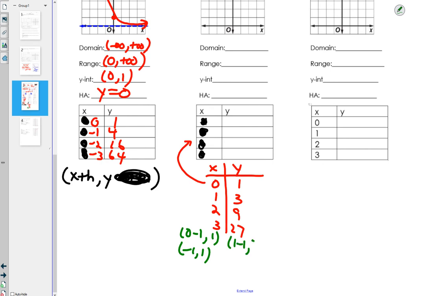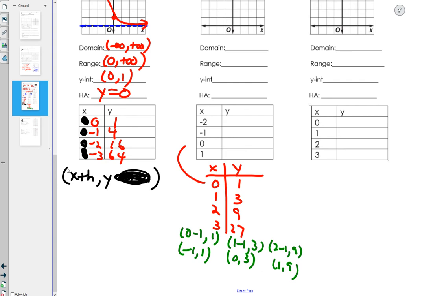1 minus 1, comma 3 is 0, comma 3. 2 minus 1, comma 9 is 1, comma 9. And I'm not going to be able to fit the other one, so I'll just leave it at that. Now, if you see also, just real quick, conveniently, look at some of the points that we're asking you to plug in. Other than the negative 2, because then that would have given you a fraction. The others are pretty convenient.